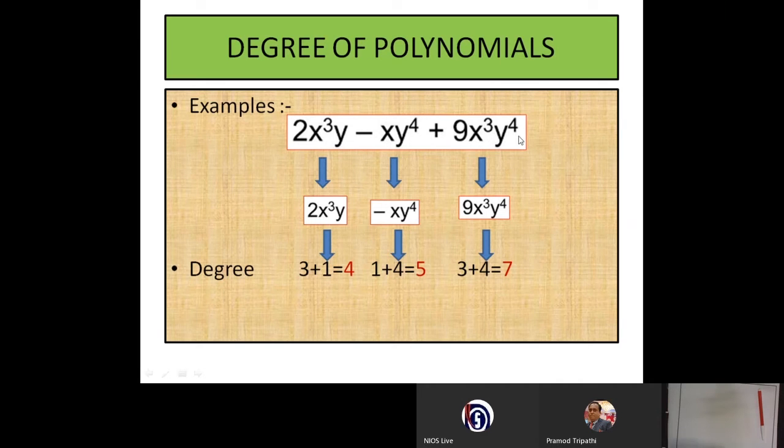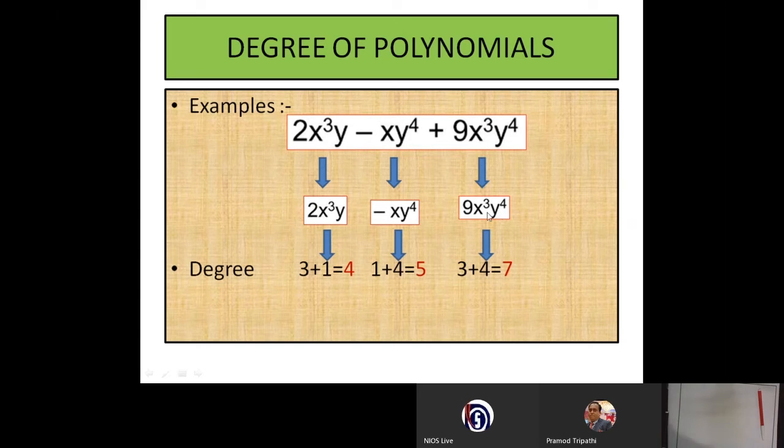So we see here how many terms are there. There are three terms because the terms are separated by the sign plus or minus. When any algebraic expression is divided by the sign of plus or minus in several parts, then each part is known as a term. The first term is 2x cubed y, the second term is minus x into y raised to the power 4, and the third term is 9x cubed into y raised to the power 4.